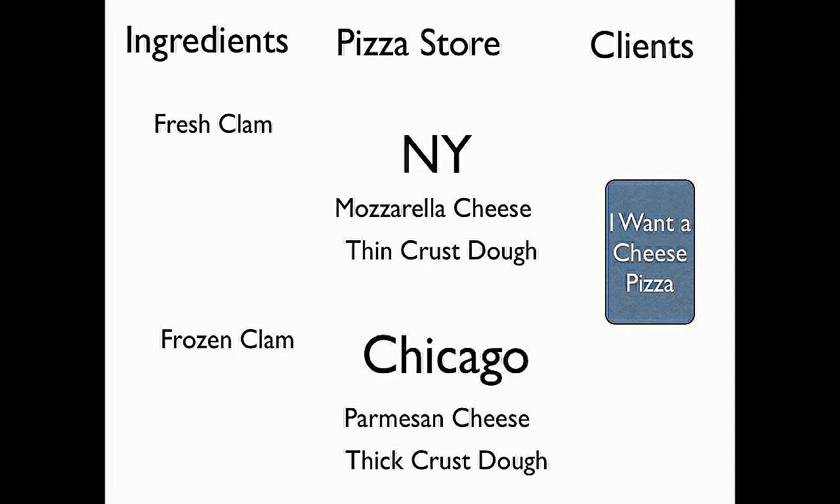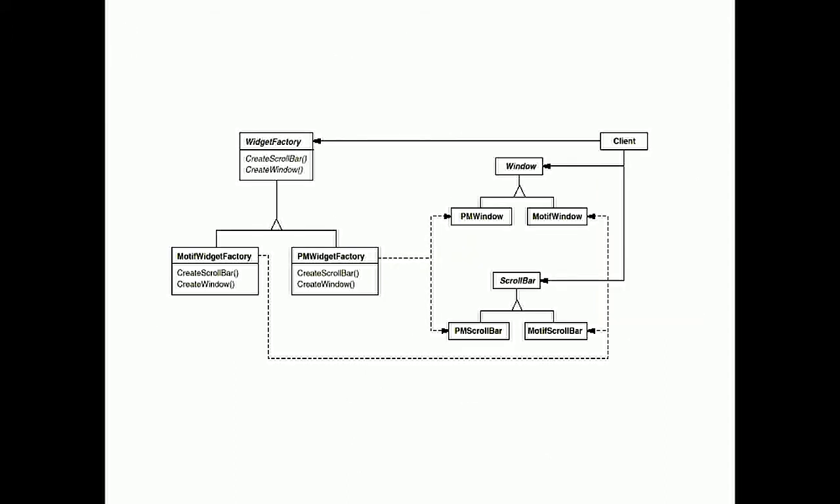crust dough. So combinations of ingredients together become that which I use to create a cheese pizza in New York or Chicago. Ideally, I shouldn't need to worry about what kind of cheese and what kind of dough I use. The dependencies between cheese pizzas and their ingredients can be resolved at the pizza store by providing specific implementation. The abstract factory design pattern can be illustrated like this.